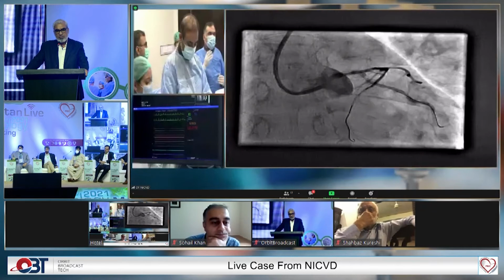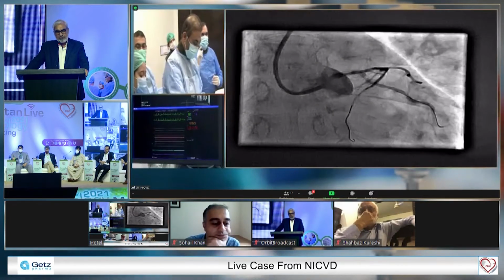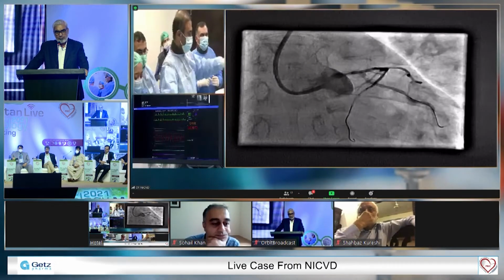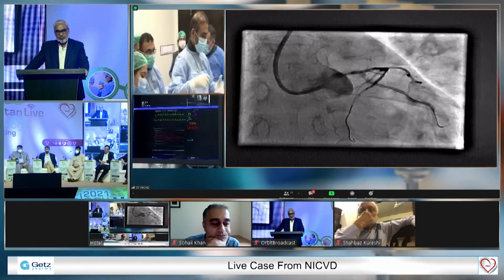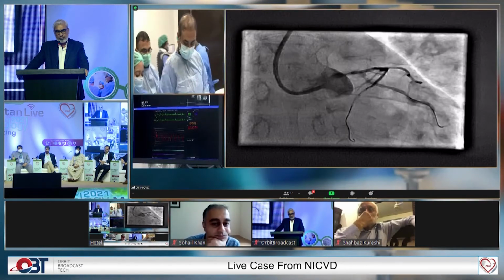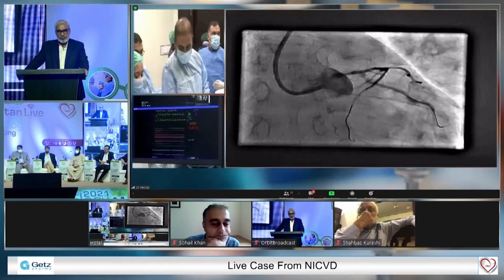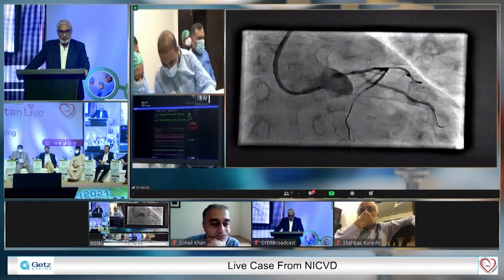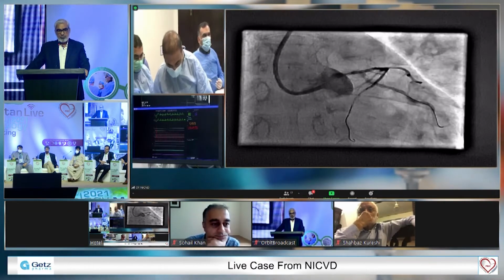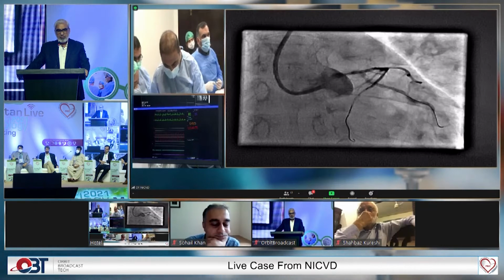A DK crush here would give me a problem with access to the circumflex, although that may change the angles and I might be able to get into the circumflex more easily than I had initially. So I'll leave that to the panel. My own view would be to do a culotte.